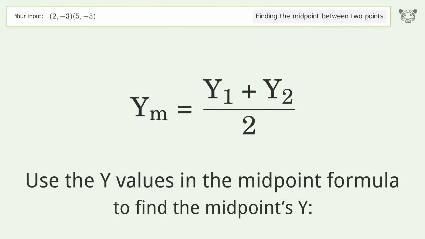Use the y values in the midpoint formula to find the midpoint's y. y1 equals -3. y2 equals -5. Simplify the arithmetic.